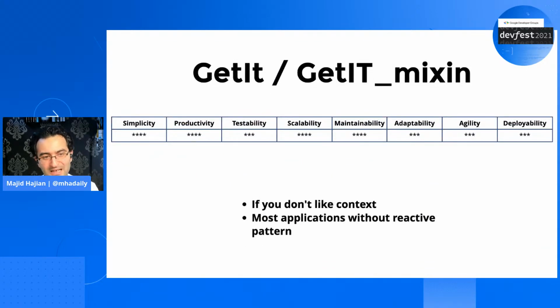That was get_it and get_it_mixin. I've seen that many people are using get_it as state management as well. In fact, it's not. Even Thomas is saying that get_it is a dependency injection, a service locator. But get_it_mixin makes these two perfect as a state management solution.